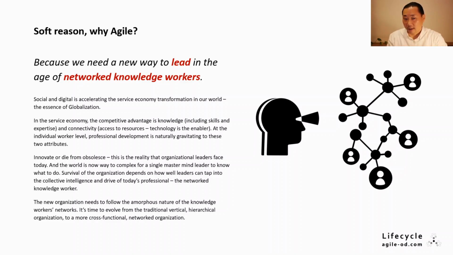Meanwhile, at the organizational level, leaders are facing the reality of innovate or die from becoming obsolete. This is how fast our world is evolving. Gone are the days of a single mastermind leader steering the entire organization. It's way too complex now. Survival of the organization can't do without tapping into the collective intelligence and drive of today's networked knowledge worker. This is what leadership is about today. The new organization needs to follow the amorphous nature of the knowledge workers network. It's time to evolve from the traditional vertical hierarchical organization to a more cross-functional networked organization.